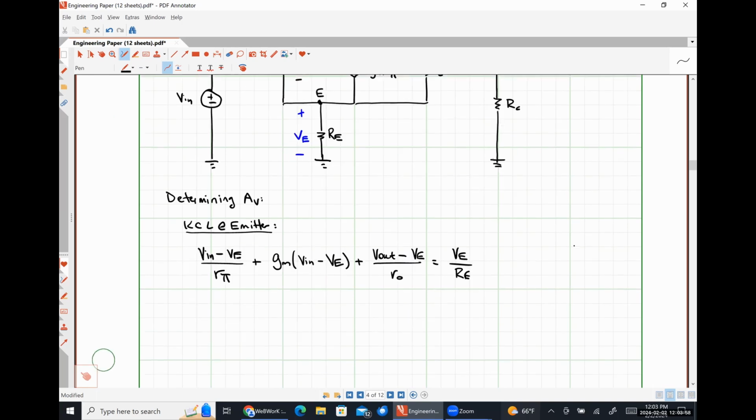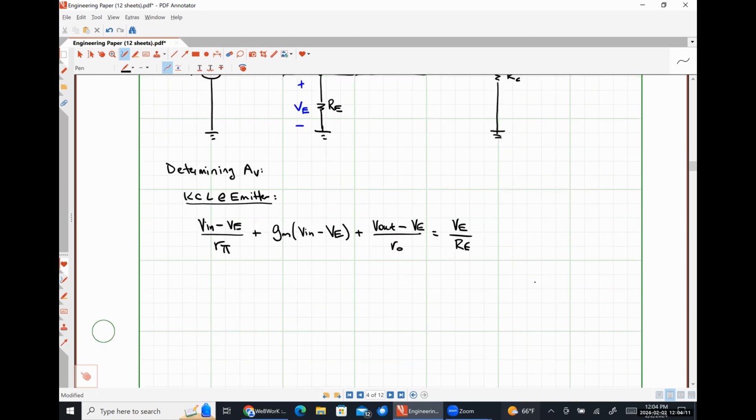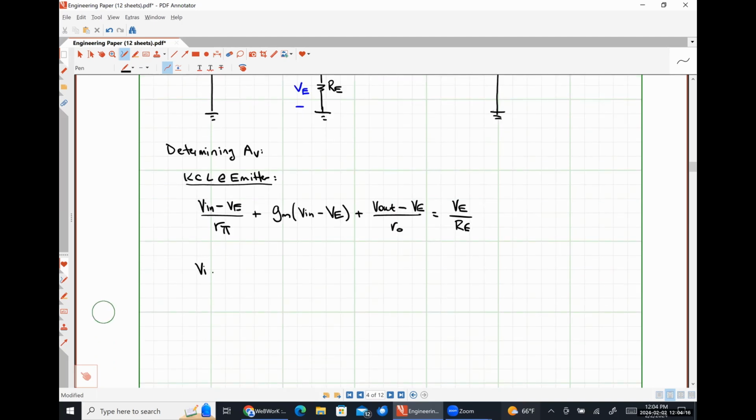Now all I'm going to do is just lump things together, right? So I'm going to separate my Vns, my VEs, and my V outs so that I have coefficients for each of those things. So manipulating this, I'm going to get Vn times 1 over R pi plus GM, plus V out times 1 over R naught, minus VE times 1 over R pi plus, right, the plus sign, robot.